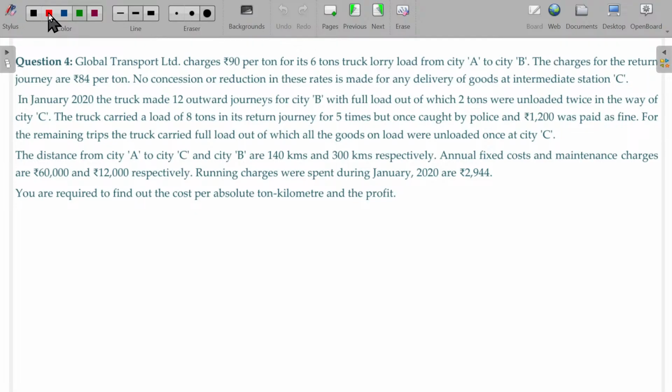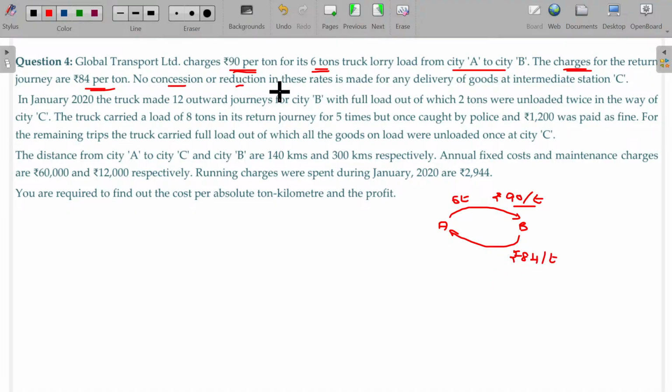Question number 4. Global Transport Limited charges 90 per ton for its 6 tons truck lorry load from city A to city B. 6 ton is the capacity. The charges for the return journey are 84 per ton. For the onward journey, 90 rupees per ton. For the return journey, 84 per ton.